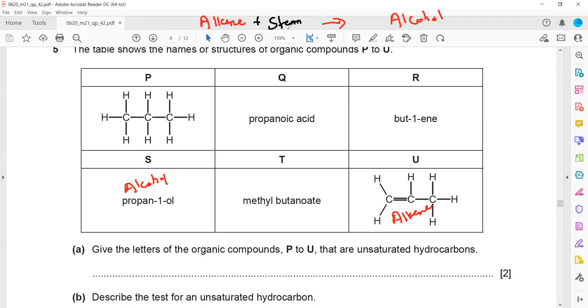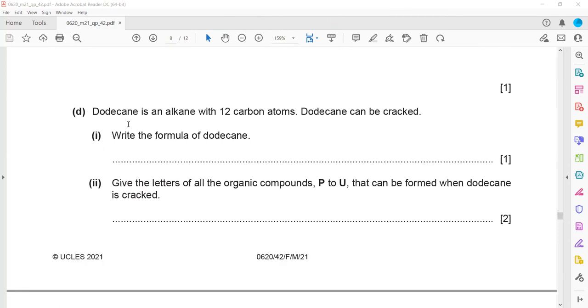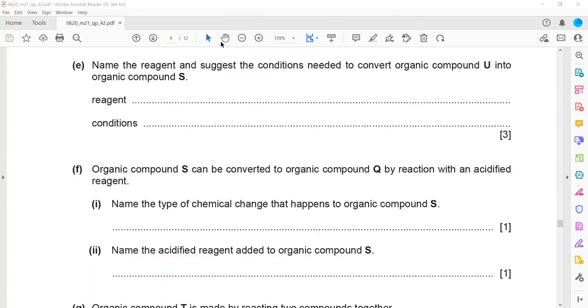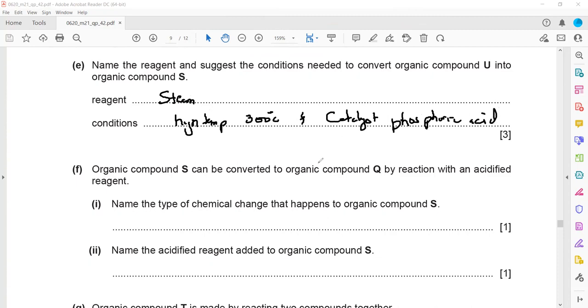So for the conversion of alkene into alcohol, the reagent, which means the chemical we need for the reaction to occur, is water, or we can say steam. The condition should be high temperature, around 300 degrees centigrade. And a catalyst is used for this reaction, phosphoric acid. So you have to learn these reaction conditions for when alkene is converted into alcohol.